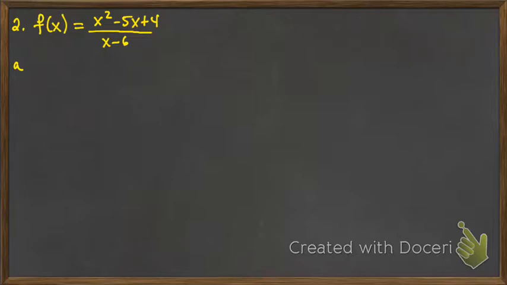The degree of the top is exactly 1 larger than the degree of the bottom. So the degree of the top is 2. The degree of the denominator is 1. So that's going to tell us we have a slant asymptote.